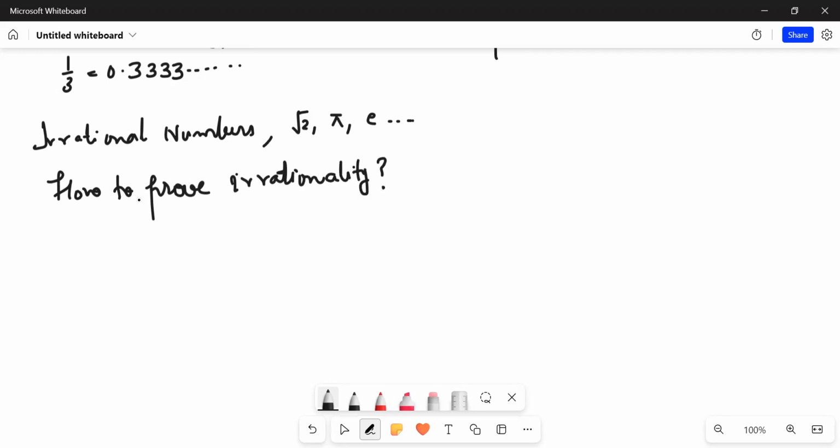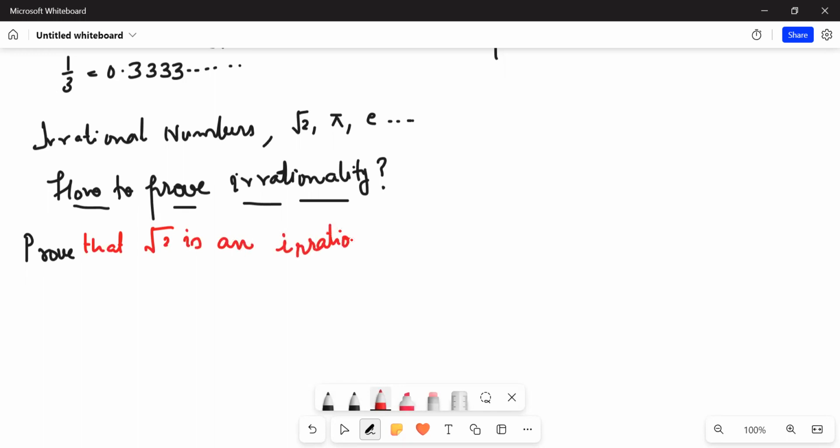How to prove irrationality. Let us prove the irrationality of, let's say, root 2 at first. So let us start with proving the irrationality of root 2. I'm just writing this. Proof that root 2 is an irrational.